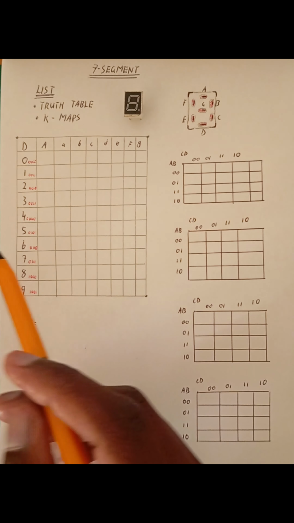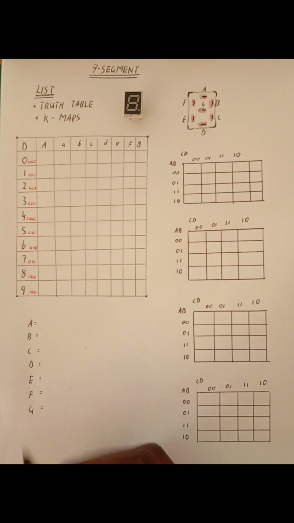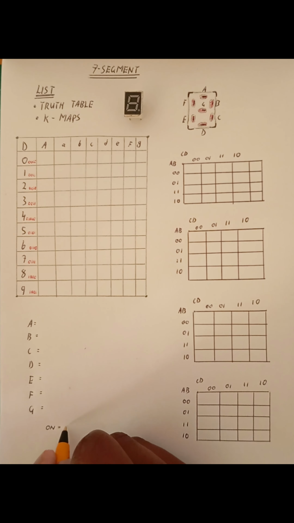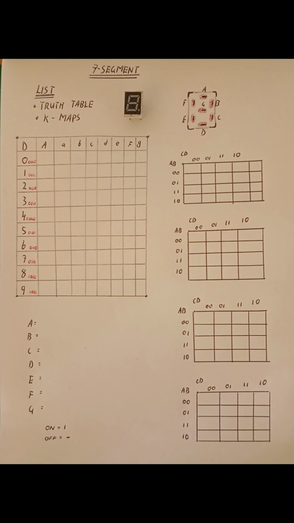Yeah? So here's a little summary of what we're doing. To turn it on, we're going to use the number 1. To turn it off, we're going to use a dash. Okay? Now when we get to the Karnaugh maps, we're going to have something called a don't care. We're just going to put it as an X. Alright? Good. So here we go.